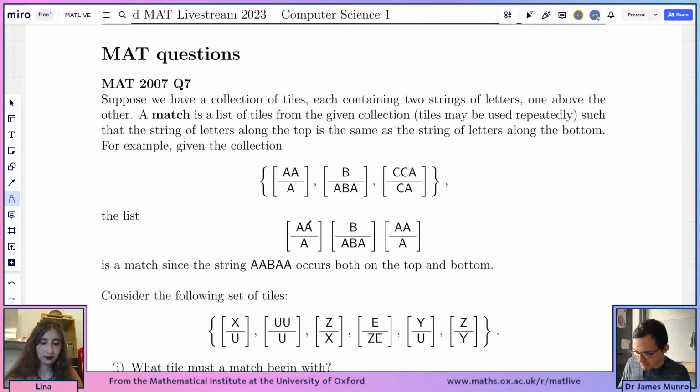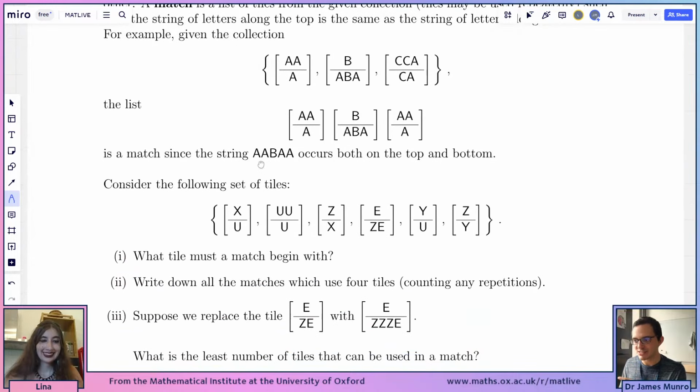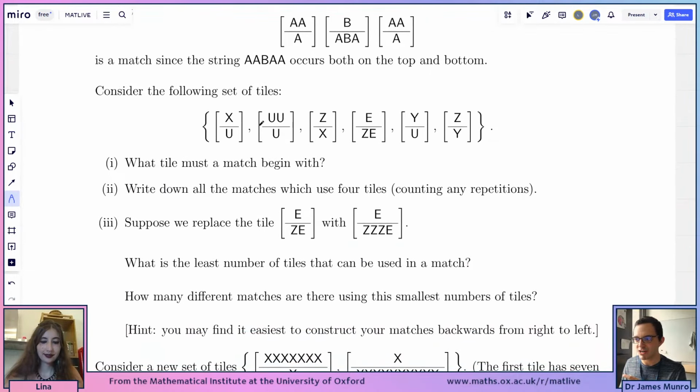You have, I guess, an infinite supply of each of these. And this counts as a match because along the top it says AA, BAA, and along the bottom it says AA, BAA, if you smush all the tiles together. Lena's been given a complicated set of tiles and is going to try and make a match using these tiles, and there's some other bits of question as well, but the match has to have the same top string as the bottom string. Okay, over to Lena, I think.